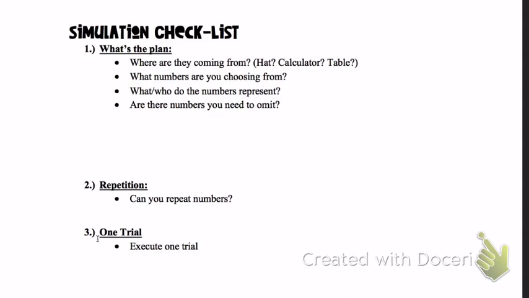Okay, so here's the checklist. You will see 5 steps. There's a foolproof plan that is going to help you get 100% on a free response of setting up a simulation. And so, what's the plan? Where are they coming from? What numbers are you choosing from?